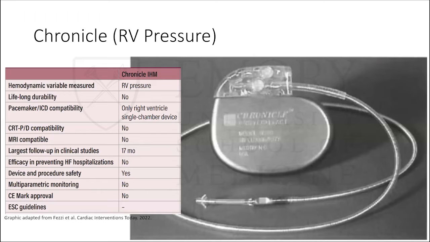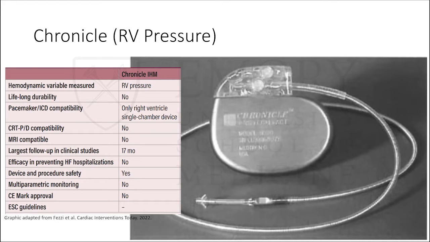So I wanted to start with the Chronicle device. As you can see here, it looks very similar to a pacemaker and ICD. It's compatible with each of those right ventricular single chamber devices, and it measures RV pressure. It has this little harpoon-like device, and it can measure RV systolic pressure, diastolic pressure, and then it estimates the end diastolic pulmonary pressure as well.